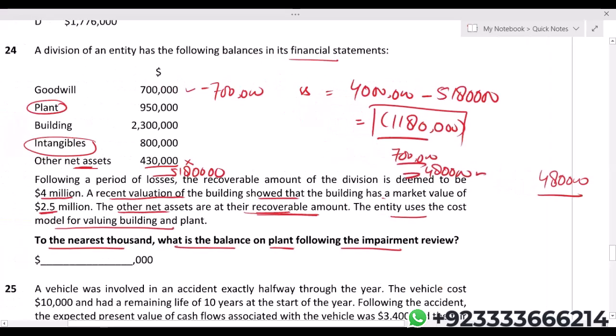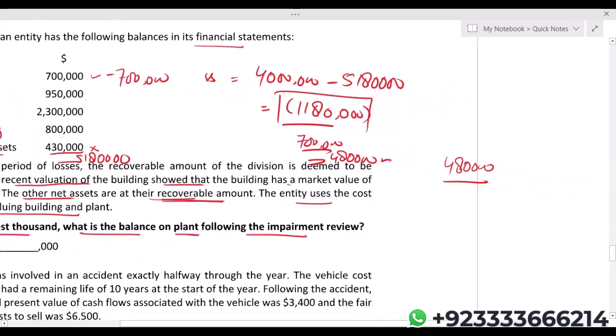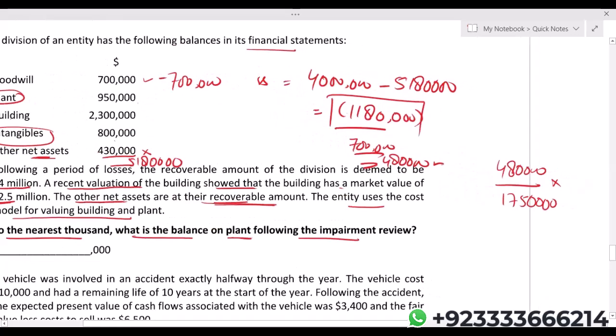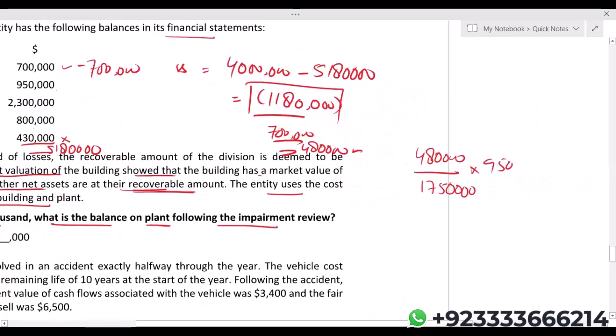divided by 9 lakh 50,000, which is the value of the plant. Intangibles 8 lakh. So 9 lakh 50 plus 8 lakh, the total is 17 lakh 50,000. Multiply by the value of the plant, and the value of the plant is 950. So let's see how much we can allocate to the plant, and this is what we need to calculate.